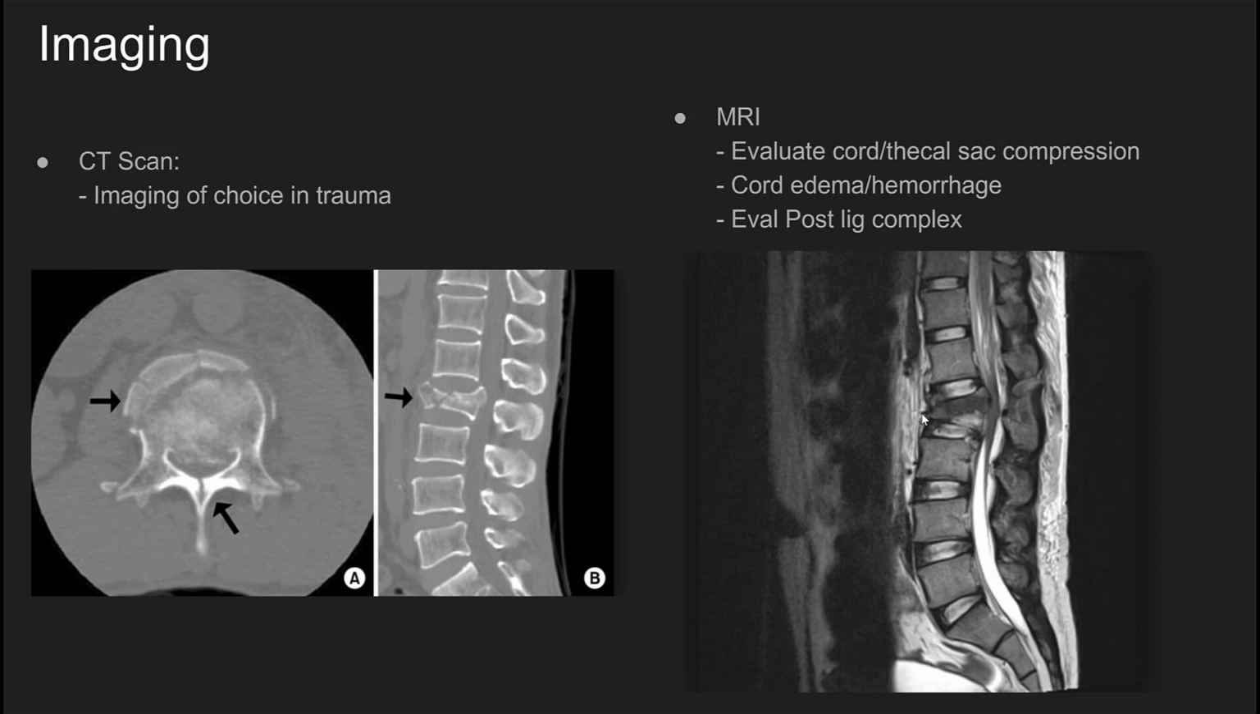With your MRIs, it's way better for evaluating the cord, thecal sac compression, anything like that, any cord edema or hemorrhage. And I think most importantly is looking at the posterior ligamentous complex. If you get that flexion distraction injury in the back, and that's injured, then this can be an unstable injury and probably needs some sort of surgical fixation. We're going to go into the TLICS scoring system later in this talk, which goes with your management options. That's a perfect list. You make sure there's no blood in the spinal canal. If the cord is edematous, that's important to know. This is all good for the ligamentous complex.